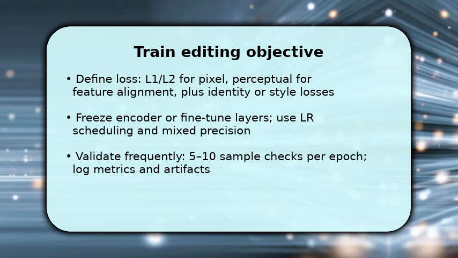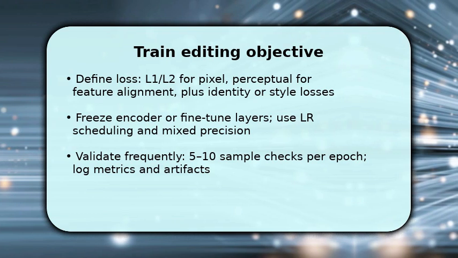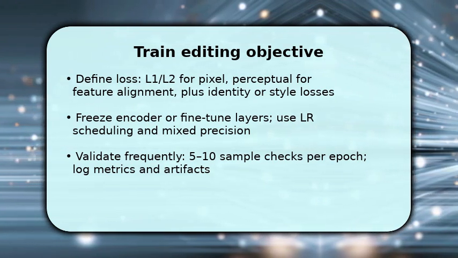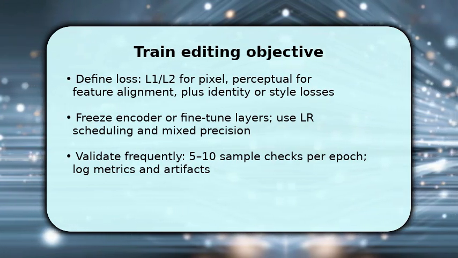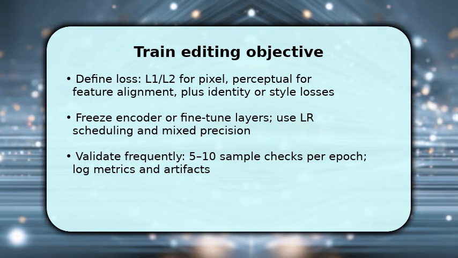Choose whether to freeze the encoder or fine-tune layers based on data size. Use learning rate schedules and mixed precision to speed up training. Once started, validate often with 5 to 10 held-out samples per epoch, and log images and metrics so you can detect mode collapse or overfitting early.